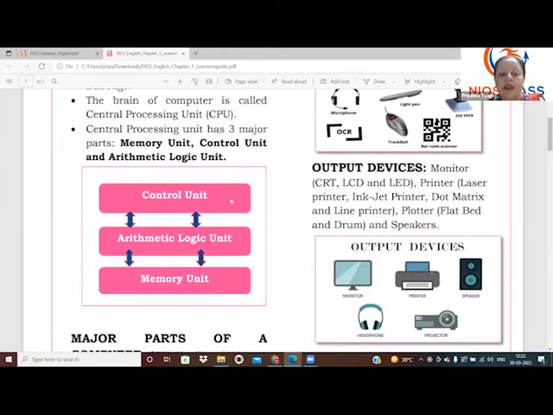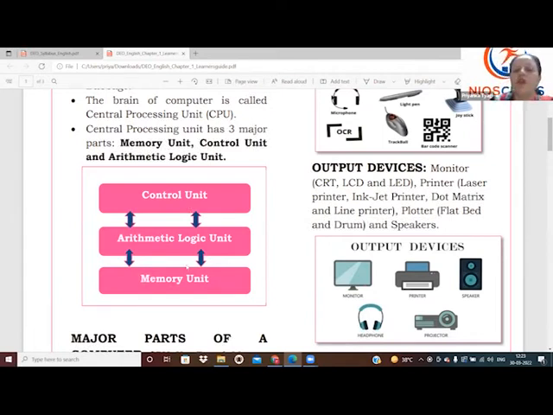Look at the diagram on the screen. There are 3 major units on which the computer handles its task every time: the control unit, the arithmetic logic unit, and the memory unit. On the basis of these 3 units, the computer handles its task.